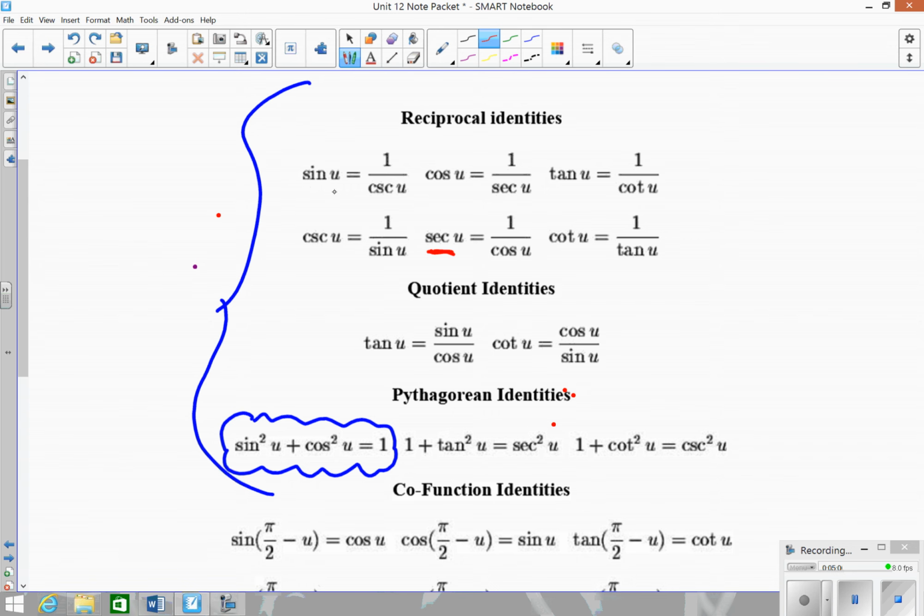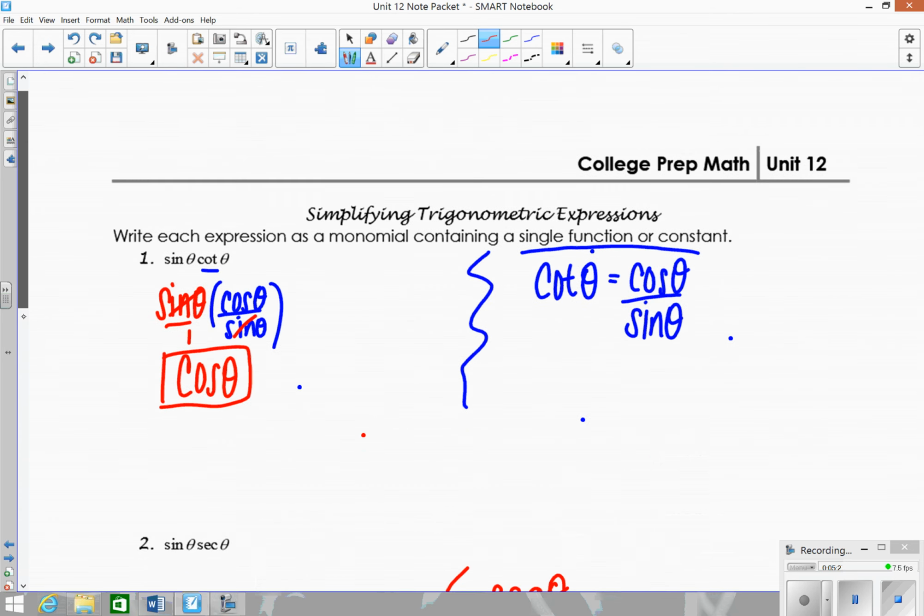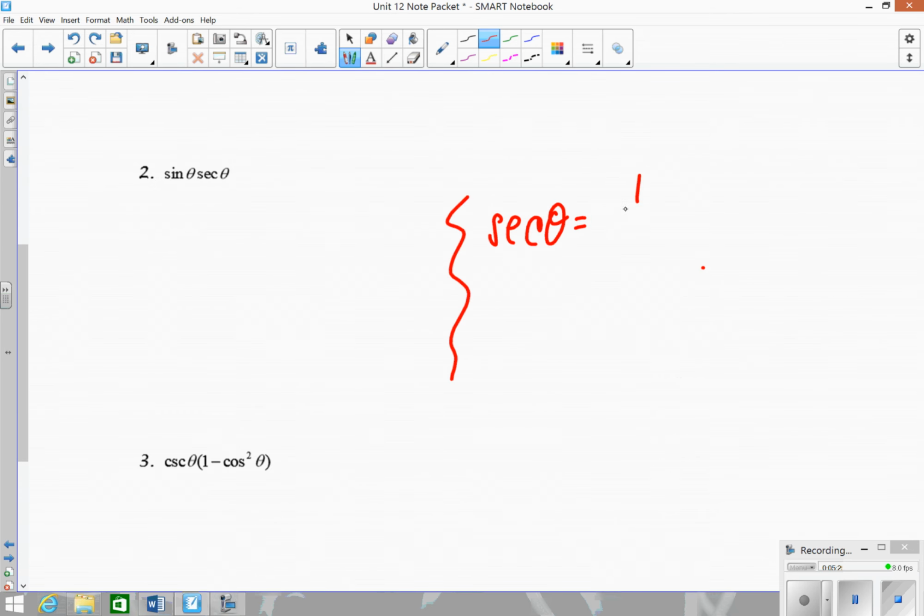Sine, I could have changed to this, but honestly, I wouldn't worry about changing sine and cosine or tangent. I would worry more about if you see cosecant, secant, or cotangent. Those are the ones that I would change into sine, cosine, or tangent. That's usually the best way to go about this. So I know secant is equal to 1 over cosine.